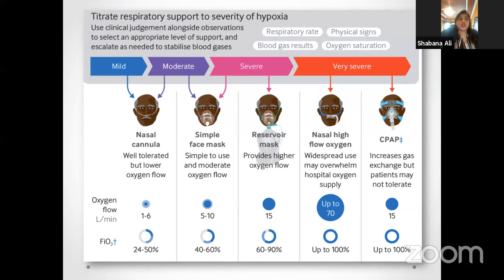So you see, if you remove the valves, this will become a partial rebreathing mask, which can deliver 50 to 60% oxygen. And if you remove all the valves and the reservoir, it will become a simple face mask, and it delivers 40 to 50% oxygen depending on the liter or the flow of oxygen.